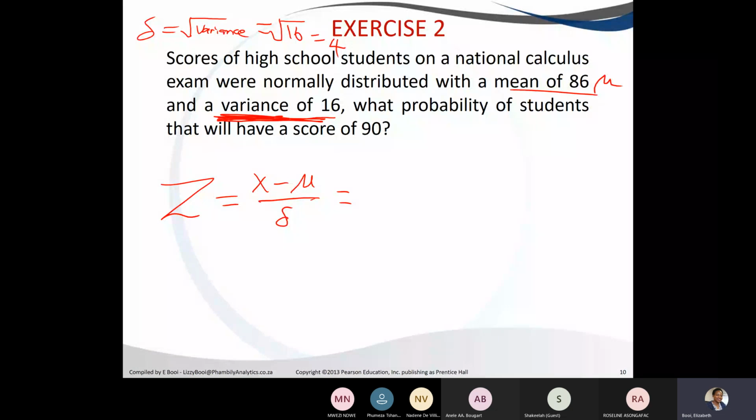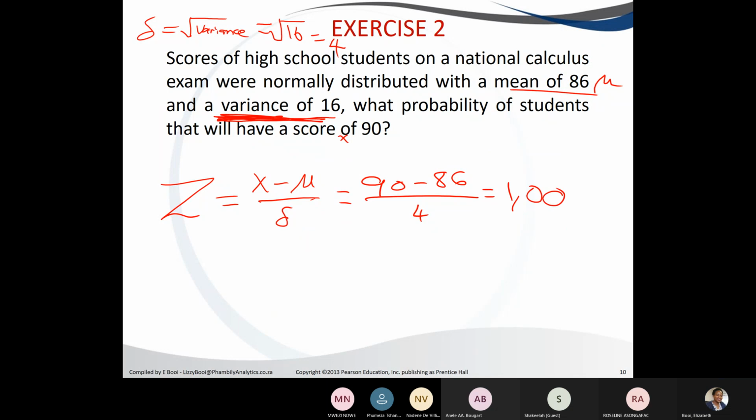Our mean, which is what we are given, and our x is 90. So it will be 90 minus 86 divided by 4, which gives us 90 minus 86 gives us 4, divided by 4 gives us 1. I will also at this point suggest that when you get an answer for the Z-score, always keep it at 2 decimals. And I will tell you just now why we need to keep it at 2 decimals when we do the probabilities.